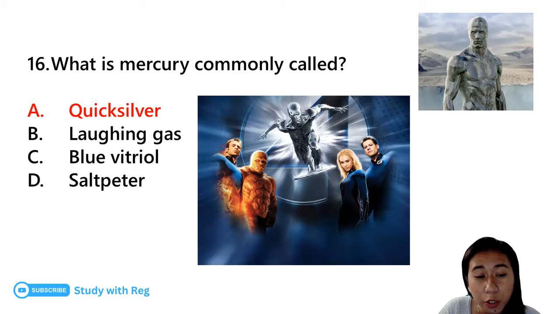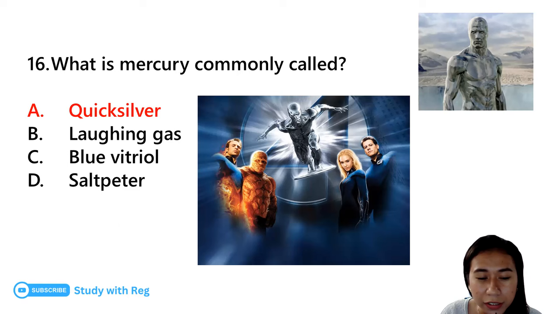And then, ano naman yung only non-metal that is liquid at room temperature? Non-metal ha, yung metal is mercury. Ang non-metal that is liquid at room temperature is yung bromine. Okay? So, diatomic molecule yung bromine. Pag sinabi natin diatomic, di, ilan ba yung di? Dalawa, no? So, dalawang molecule found in nature.